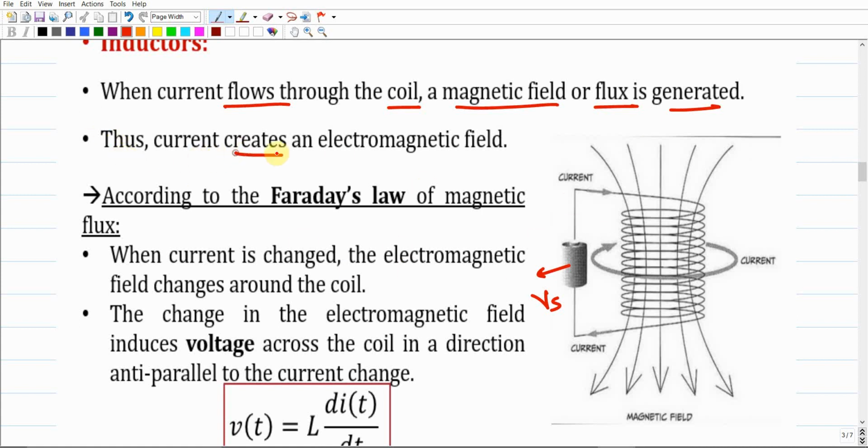Thus, we can say that the current creates an electromagnetic field, and this is what fits with Faraday's law of magnetic flux. When we have a current that is changing, and the key idea here is that the current should be changing over time, there will be a magnetic field that changes around the coil as well, and this magnetic field change will result in some voltage change.